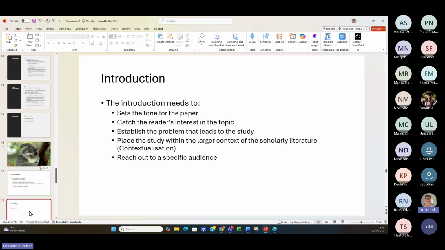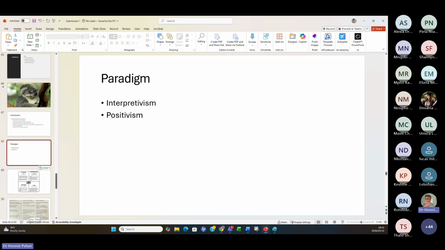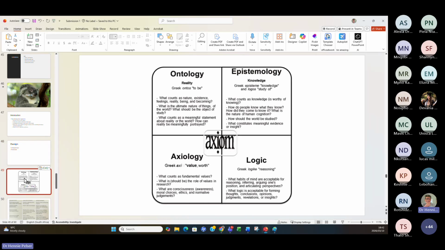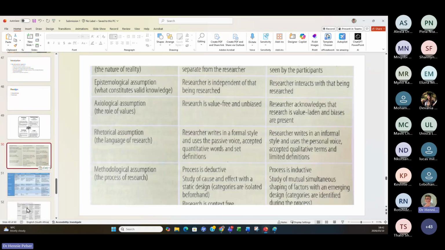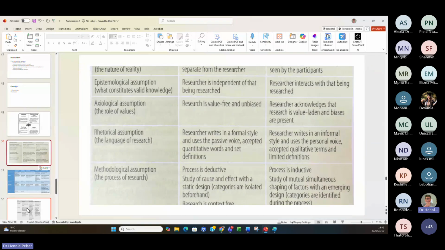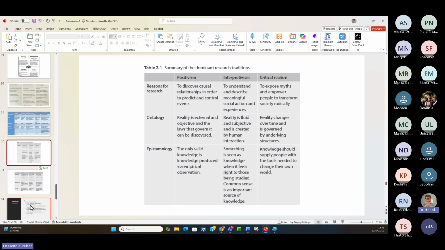From there, you'll do your paradigm, interpretivism and positivism. You know this stuff by now. I've got a couple of slides that unpack some of the detail. So in terms of your ontology, and I'm jumping ahead because we don't have that much time. What have I done? I've left out one of the slides. Okay, let me do it on this one here.